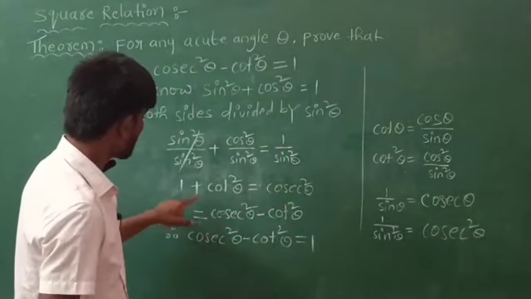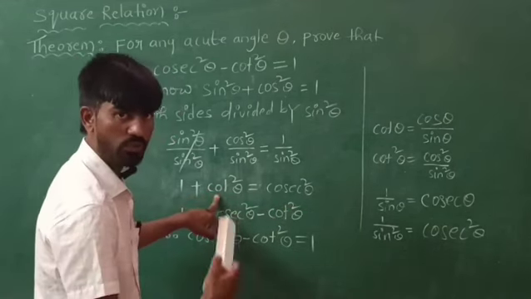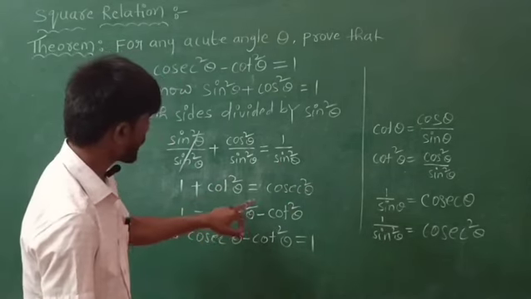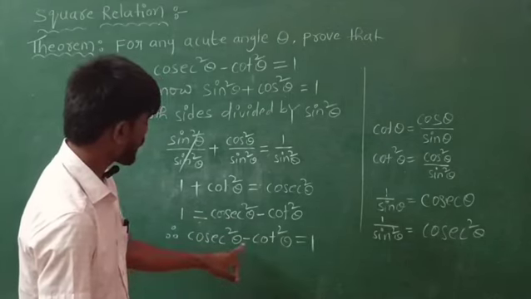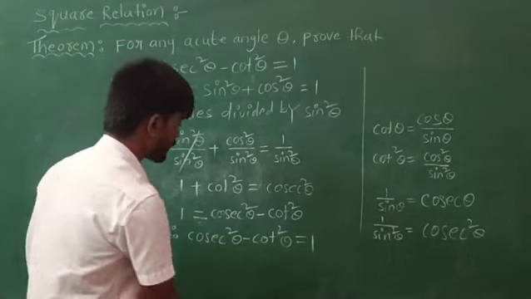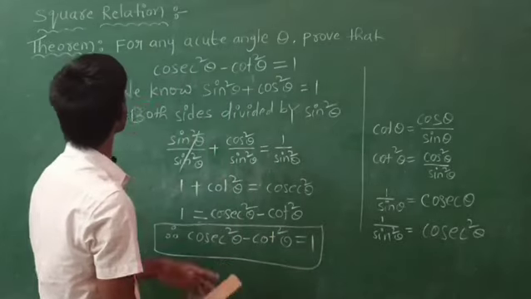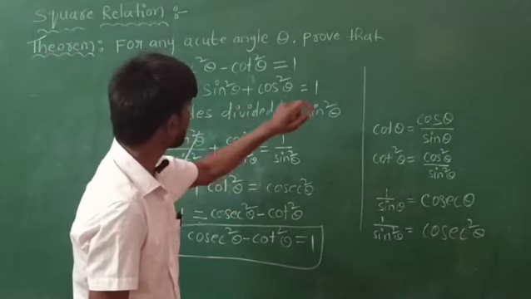Here this cot square theta, a positive value, I am sending to the right side, so it will get the negative sign. Here 1 is equal to cosecant square theta minus cot square theta. Therefore, cosecant square theta minus cot square theta is equal to 1. Our statement is proved.